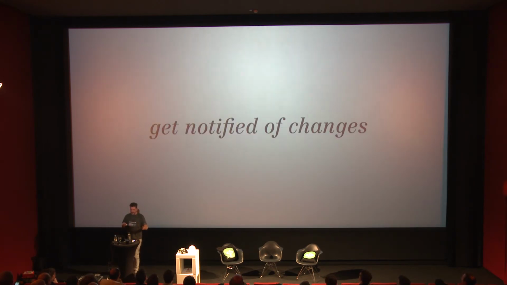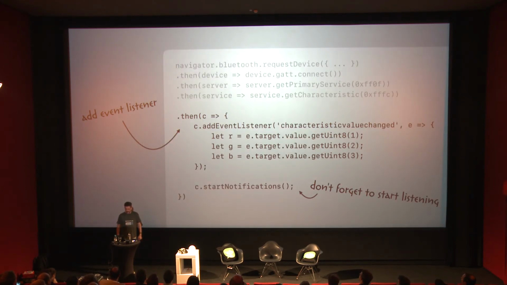Now, getting notified of changes, I said it was kind of like addEventListener. Well, it is actually addEventListener. You add an event listener to the characteristic with characteristicvaluechanged, and you get the value in the event. Of course, you need to start notifications first, because we have very low bandwidth. We don't want to flood the network with all kinds of notifications if it isn't necessary. So once we start notifications, we get the events.